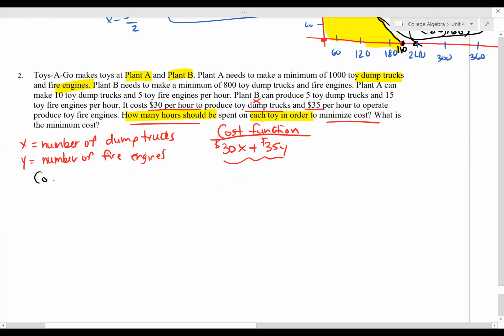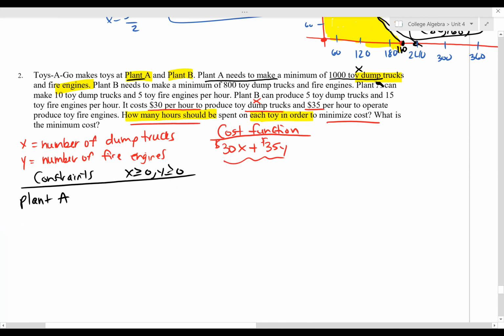Okay, now let's go ahead and list all of the constraints and limitations. We know X is greater than or equal to 0, and Y is always greater or equal to 0. Going back and reading the first couple of sentences, I see that it's divided up into Plant A and Plant B, and they've got different constraints referencing those. So let's do a constraint about Plant A. Plant A needs to make a minimum of 1,000 dump trucks, so that would be 1,000X.